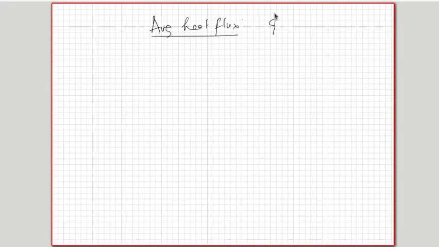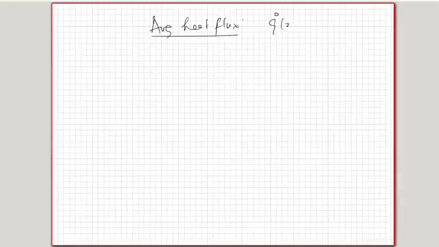Similarly, for heat transfer, average heat transfer or average heat flux. So you have q dot of x at any location.